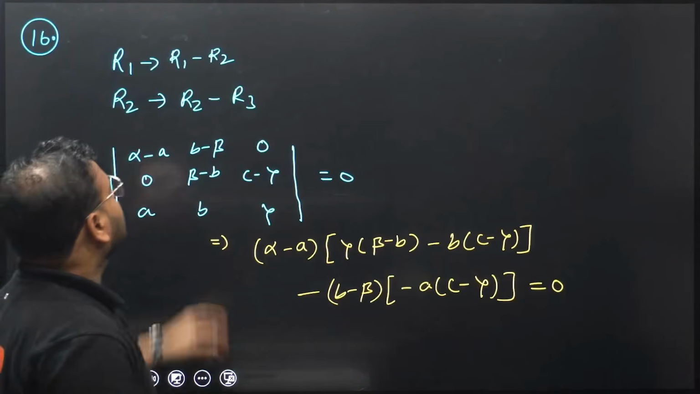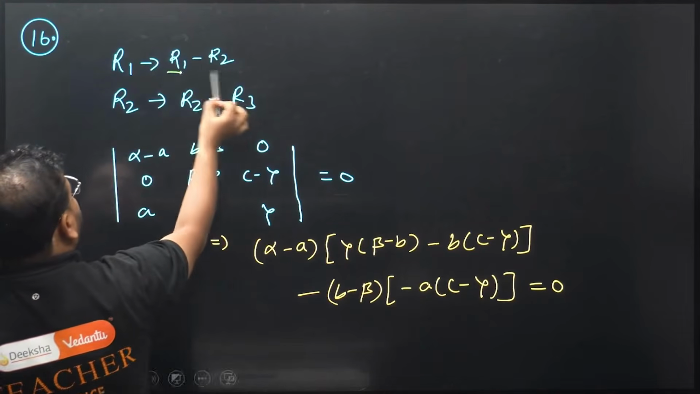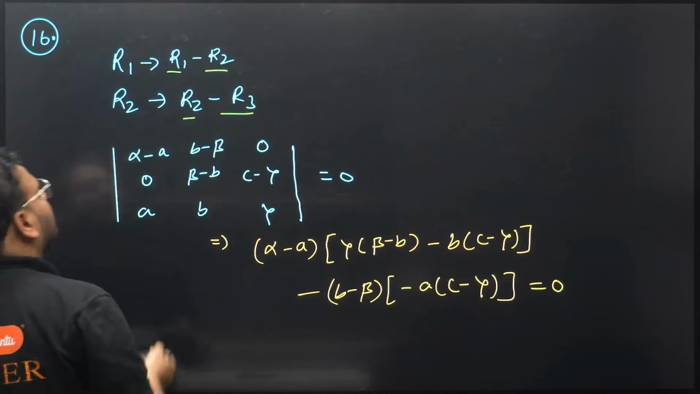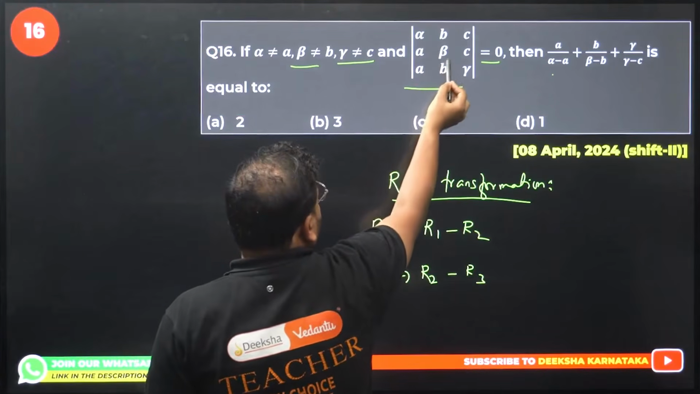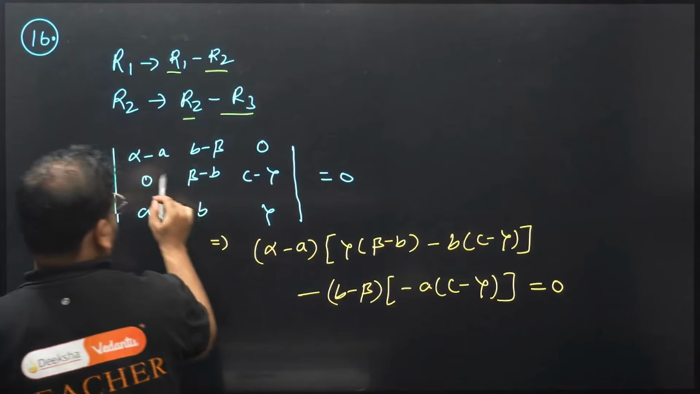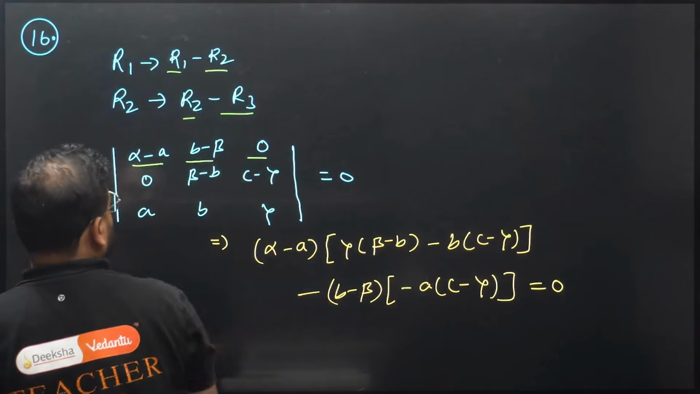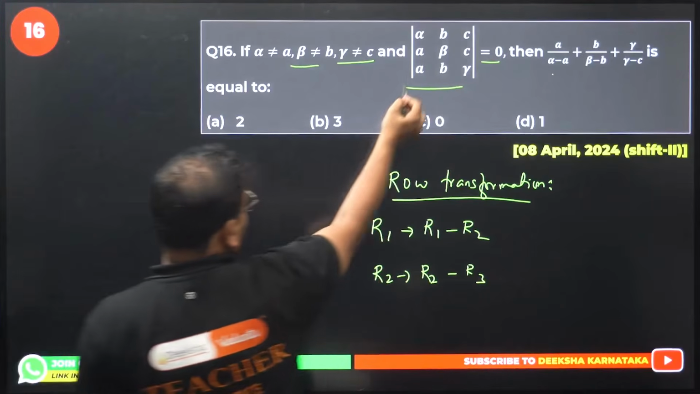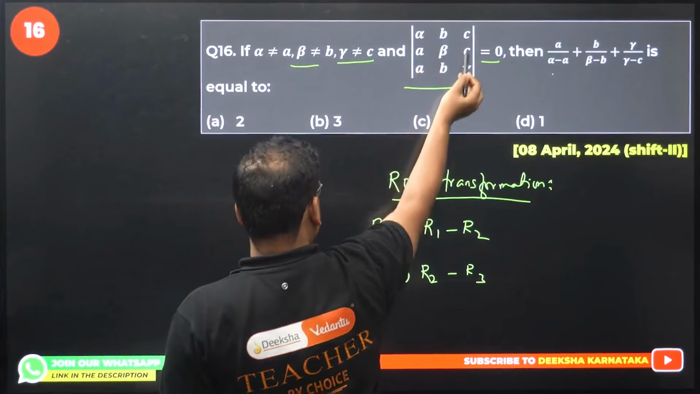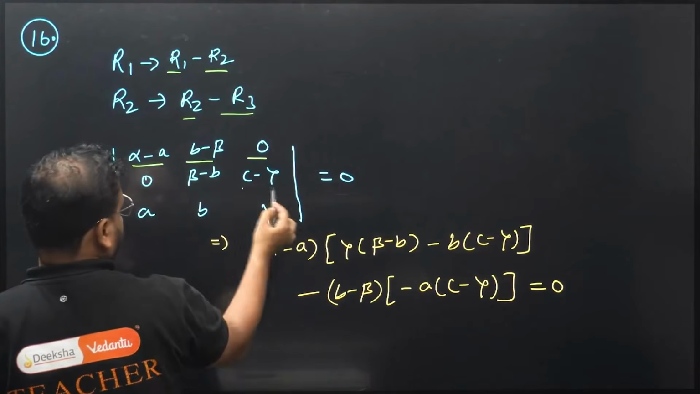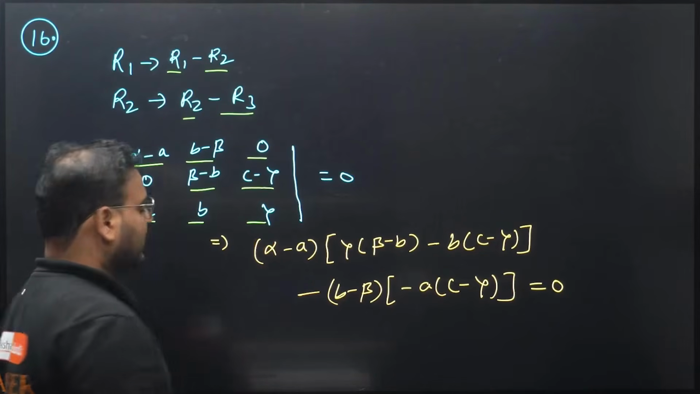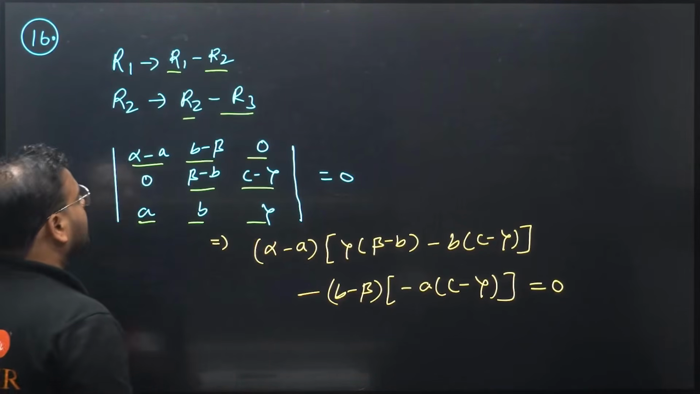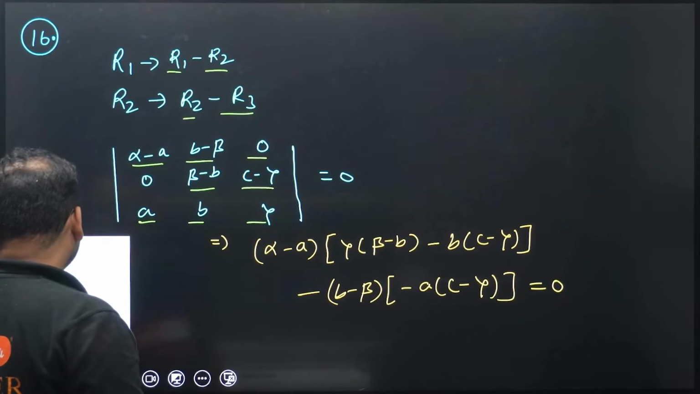Have a look. We have applied the same transformation, R1 minus R2, R2 minus R3. What will happen to this? Alpha minus A, beta minus B, and C minus C is 0. For R2, the difference of these two, so this is 0, beta minus B and C minus gamma. This remains as it is. A, B and gamma remain as they are. Let me remove the markings first.